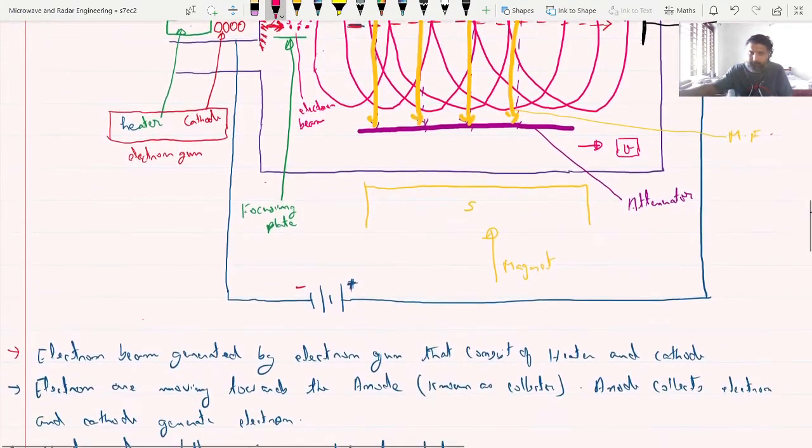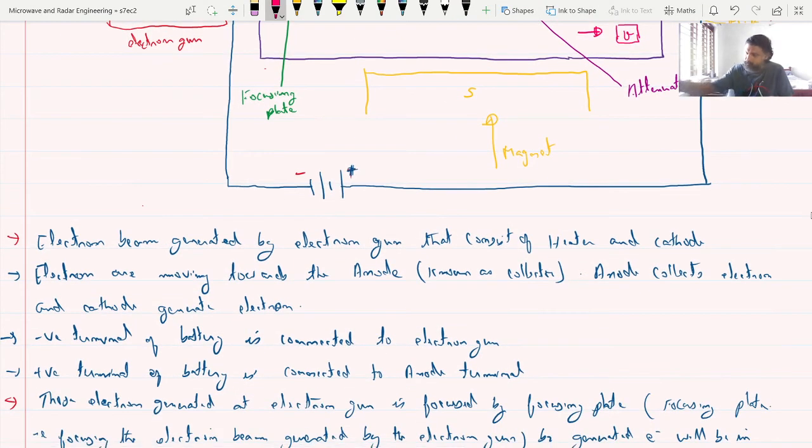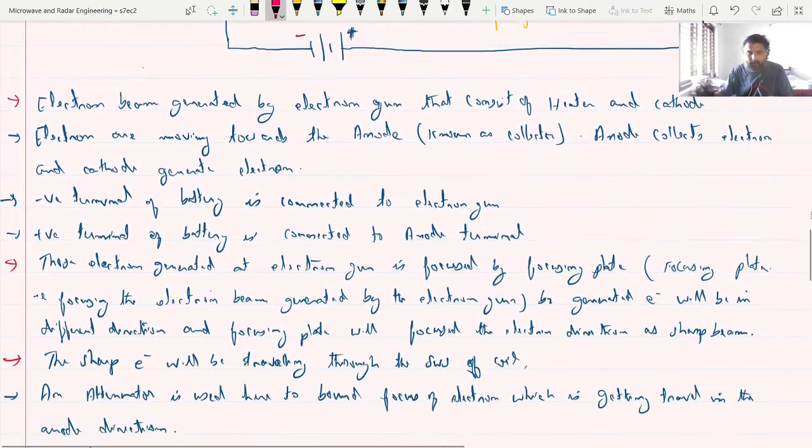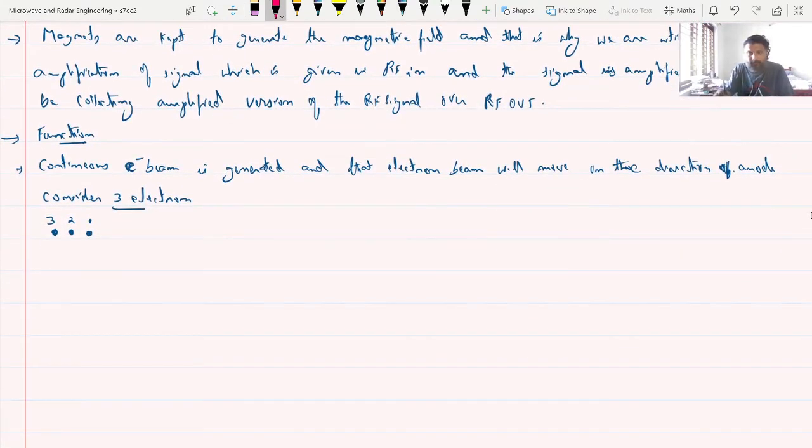Just one minute, let me verify that one. Yes. I have given 3 electrons. The first electron, that is electron number 1, is called the early electron.